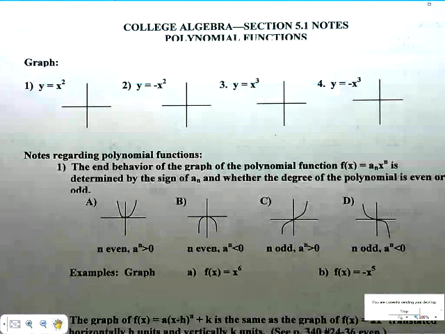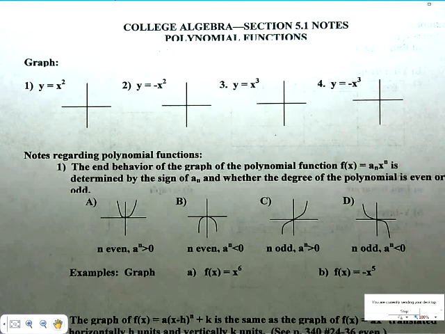4.3 was about graphing quadratic functions. Number one, how do you recognize a quadratic function by looking at its equation? Second degree, or the variable with the highest exponent is x squared. And number two, you know what the equation looks like. What does the graph look like? A parabola. The leading coefficient determines the concavity.